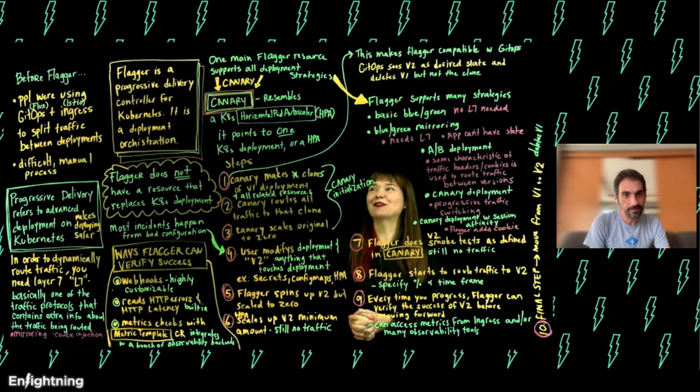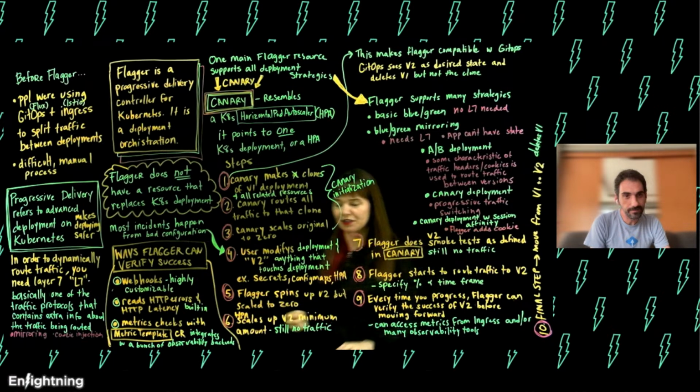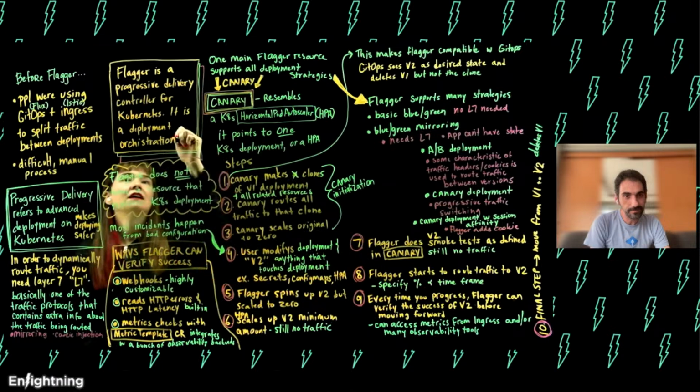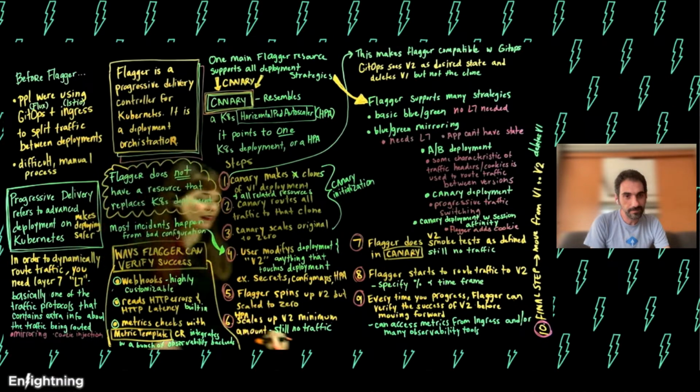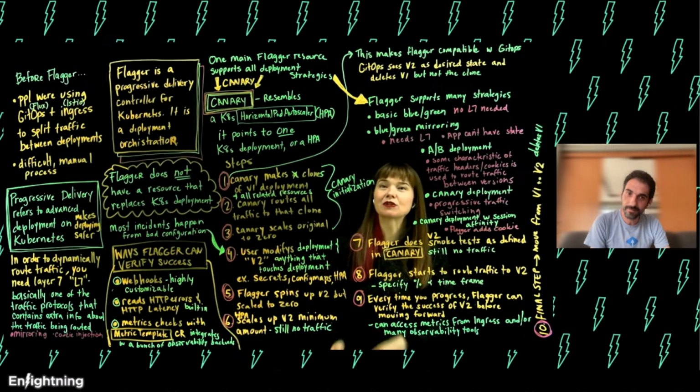Flagger is a progressive delivery controller for Kubernetes, and it's a deployment orchestrator. Since the other big tool in the space is Argo Rollouts, and it makes a whole different Kubernetes resource, and Flagger does not do that. Argo Rollouts has a different resource instead of a Kubernetes deployment. Flagger works with the Kubernetes deployment resource.